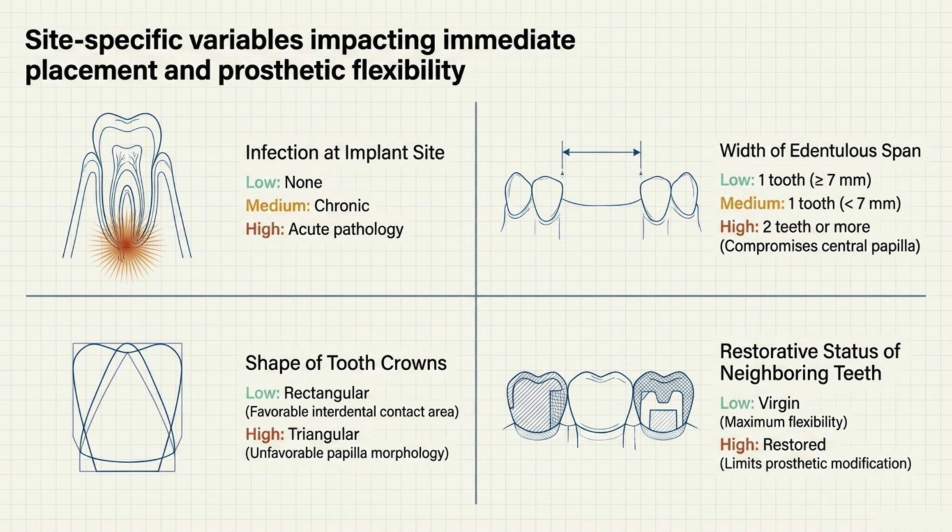Next, we analyze site-specific variables that impact our ability to perform immediate placement. Infection at the implant site is a strict contraindication. Acute pathology requires us to abort immediate placement and delay the protocol. The width of the edentulous span is also crucial. Missing 2 teeth or more compromises the central papilla and is a high-risk scenario. Finally, we observe the shape of tooth crowns. Triangular crowns are high risk due to unfavorable papilla morphology, and the restorative status of neighboring teeth, where heavily restored adjacent teeth limit our prosthetic flexibility.